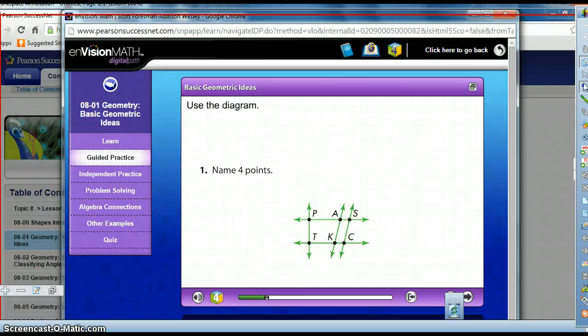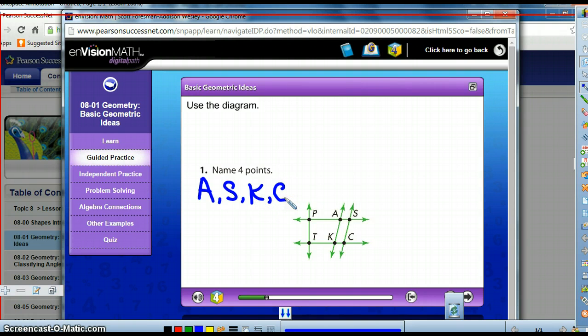Name 4 points. Give me 4 points, please, Wyatt. Wyatt gave me A, S, K, C. Any point is marked with a dot. S, K, C, P, T, any order. Remember, when you write points, all you have to do is write the letter. I don't have to put a dot in front of it or on top of it for my answer. I just write the letters, okay?